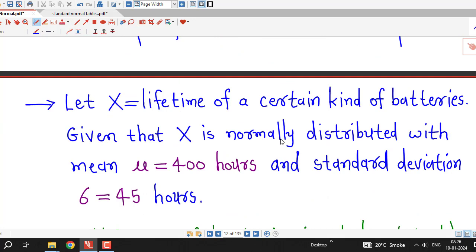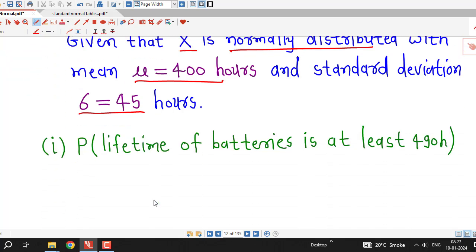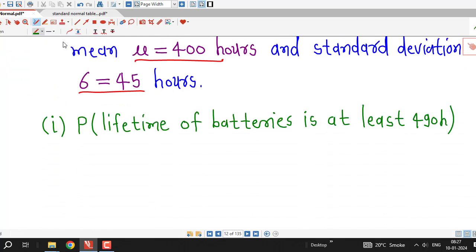I have written certain things here to save time. Here capital X is nothing but the lifetime of a certain kind of batteries. It is given that capital X is normally distributed with mean mu equal to 400 hours and standard deviation sigma equal to 45 hours. And here we first have to decide the probability that lifetime of batteries is at least 490 hours, that is, capital X is greater than or equal to 490. At least 490 means it can start with 490 and it can go beyond 490 also.